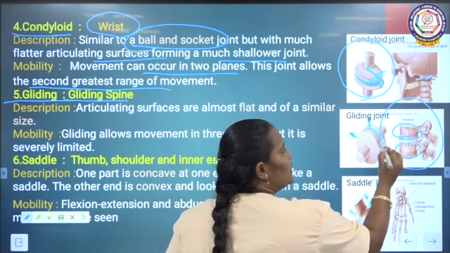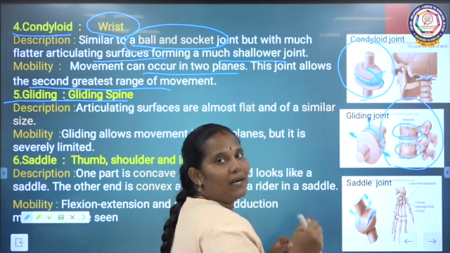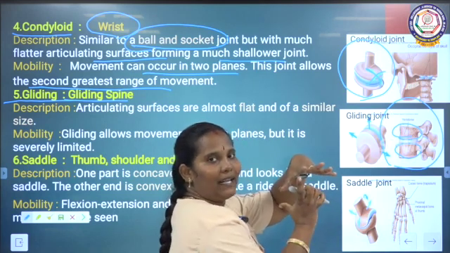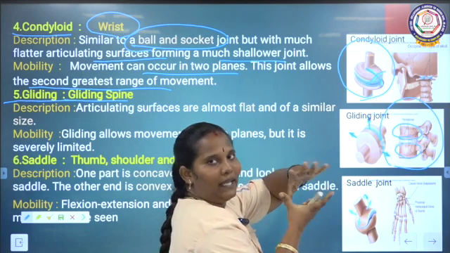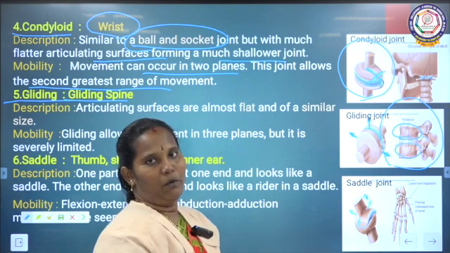So, both of these move like this. Three planes of movement occur here. One is flatter like this, another one is flatter like this. So, they can move like this. This movement happens in this type of condyloid movement.